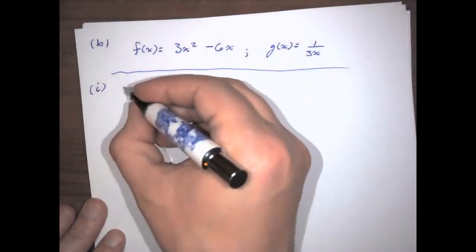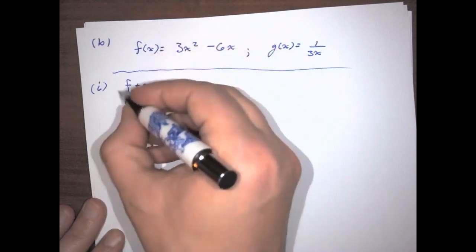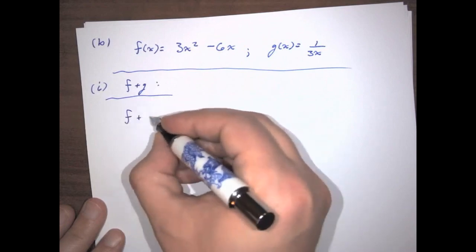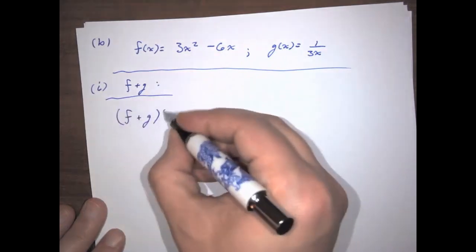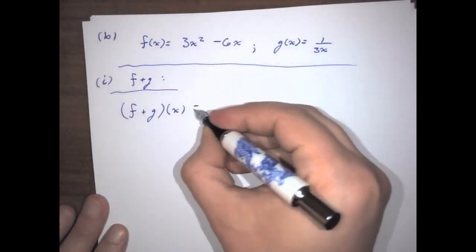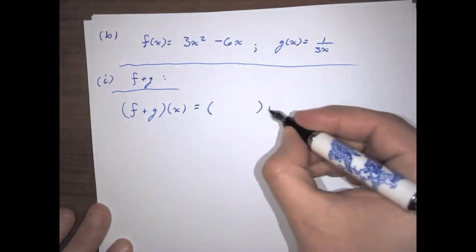Alright, so first we want to add them. F plus g. Now here, once again, the way we write it is f plus g, all of x, and the way we actually do it is we take the pieces and we just put them together.